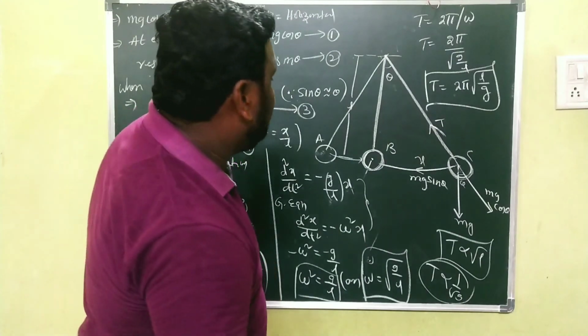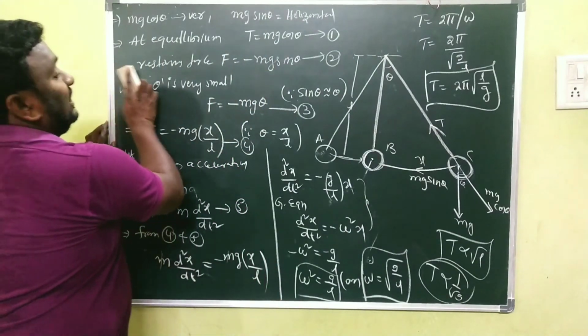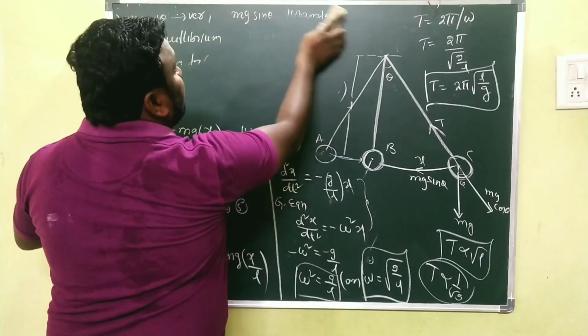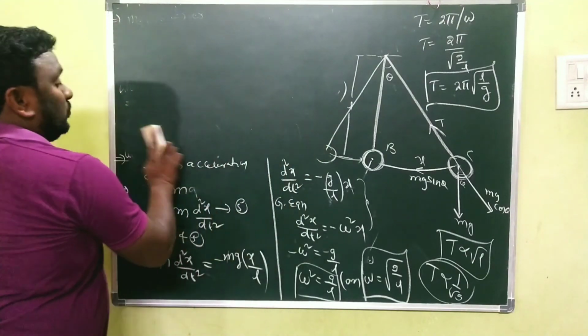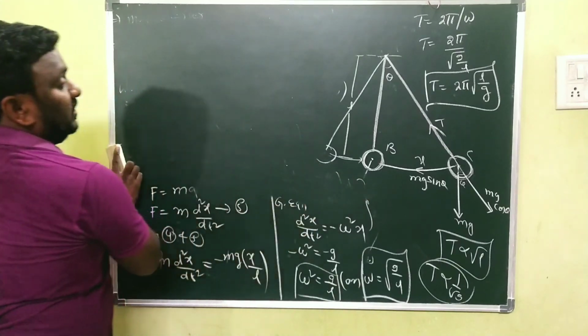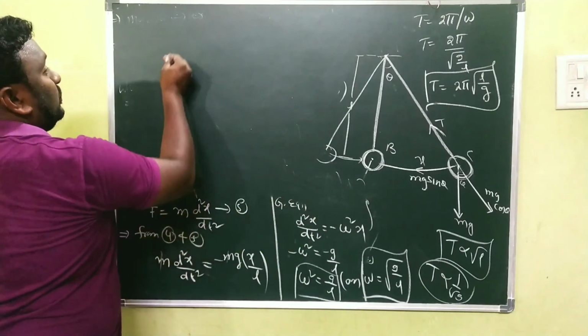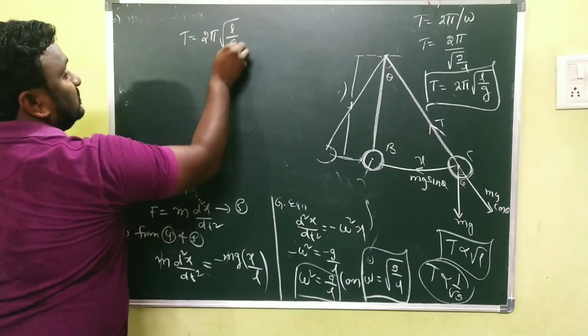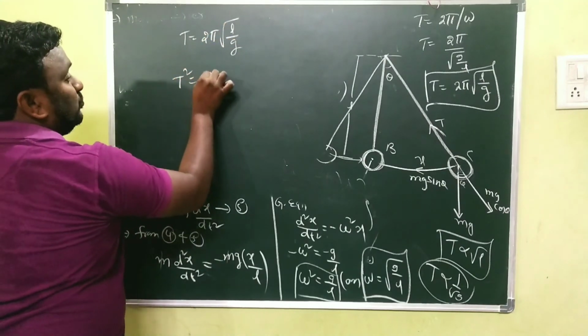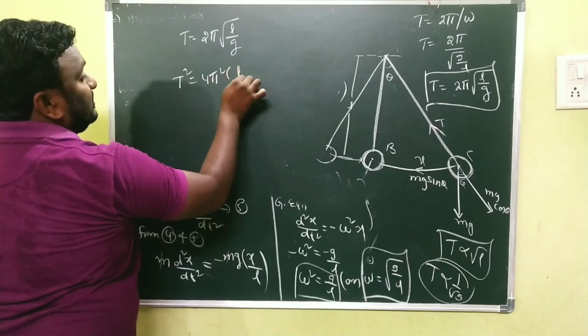And the next thing, children, is that we have to find out the length of the simple pendulum, the seconds pendulum. T is equal to 2 pi into under root of L by G. So what do you write? T square is equal to 4 pi square into L by G.